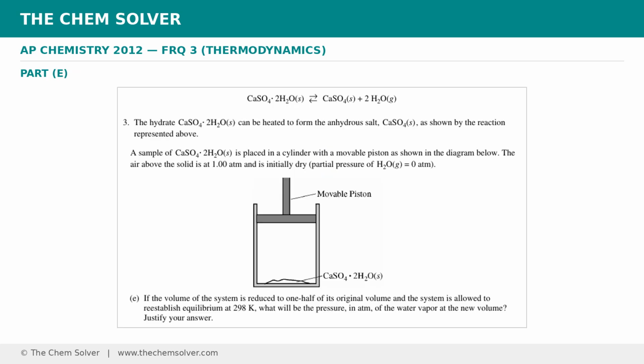E. If the volume of the system is reduced to 1/2 of its original volume and the system is allowed to re-establish equilibrium at 298 Kelvin, what will be the pressure, in atm, of the water vapor at the new volume? Justify your answer.